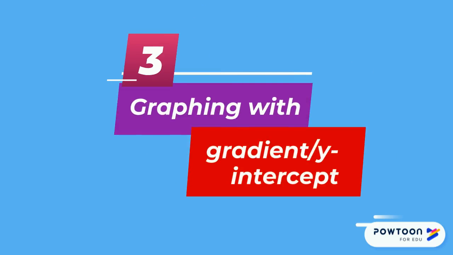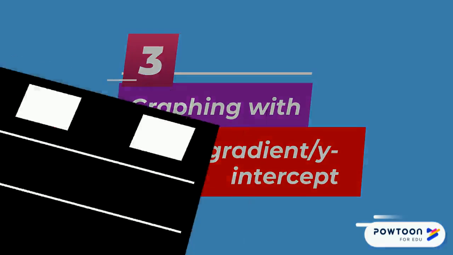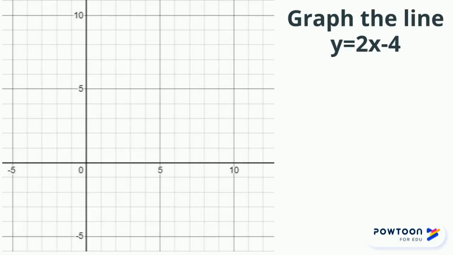Alrighty, onto the last type of graphing now. We're going to look at graphing using gradient and the y-intercept. We want to graph the line y equals 2x minus 4. We're not given a table.